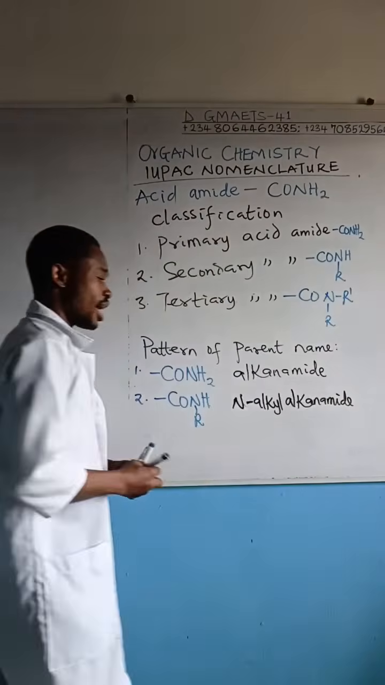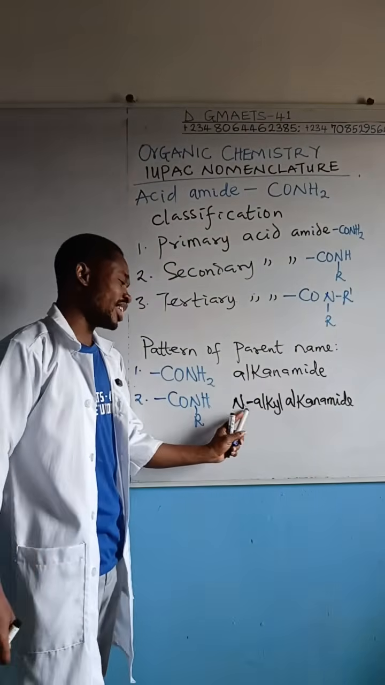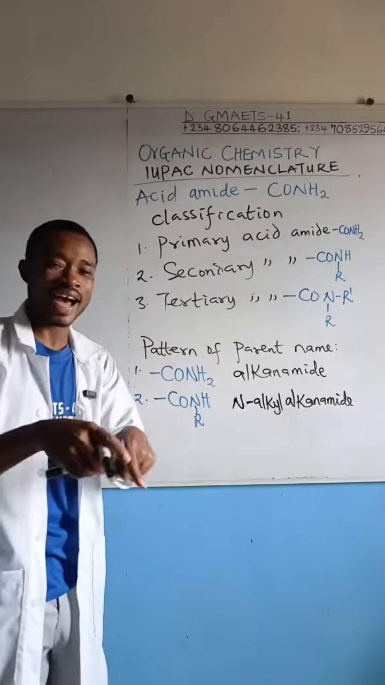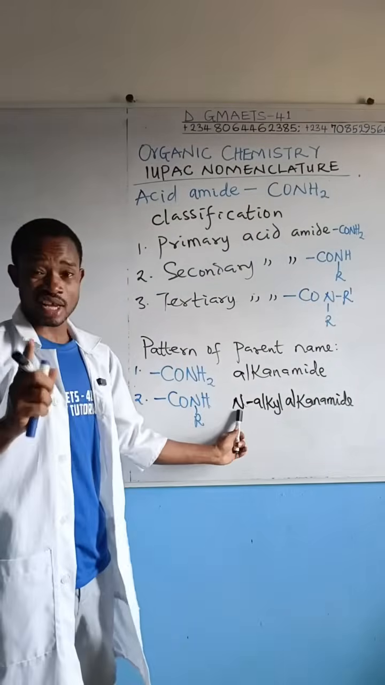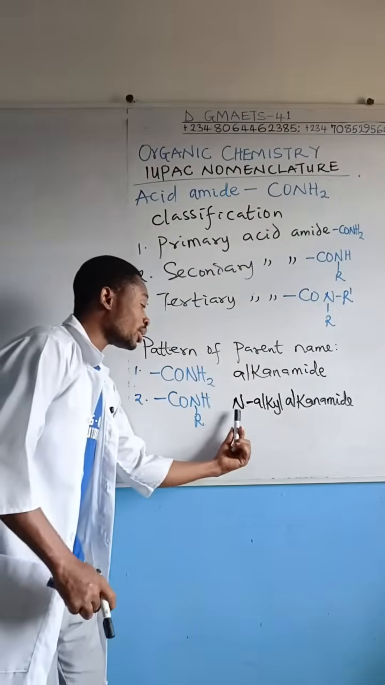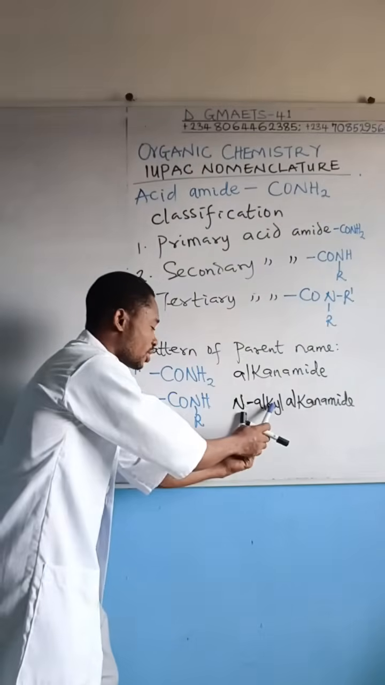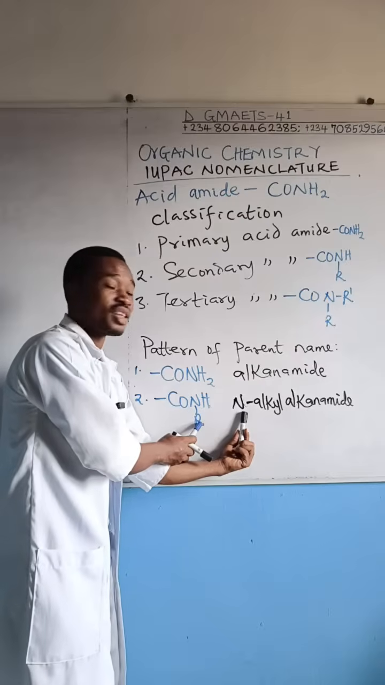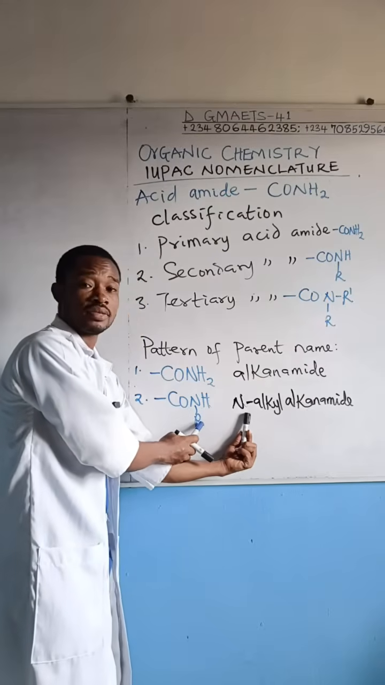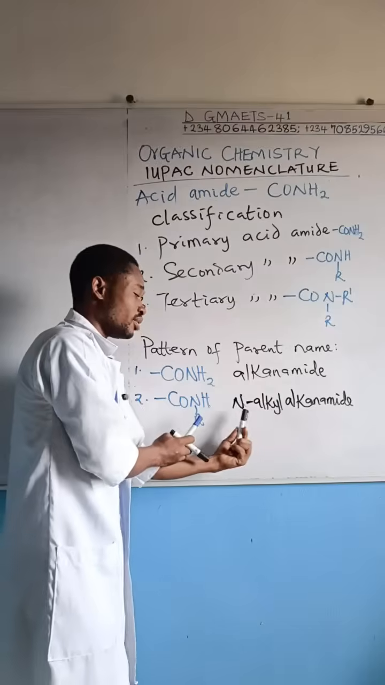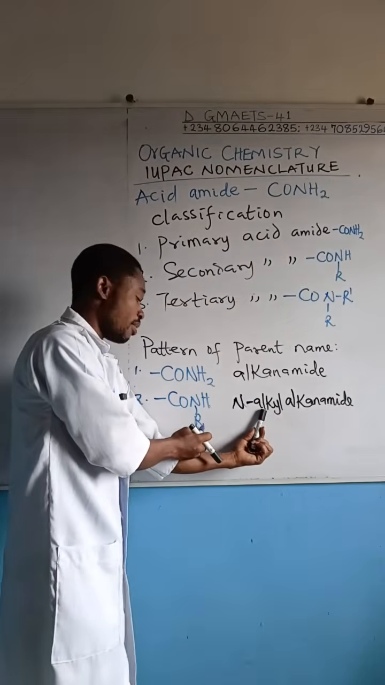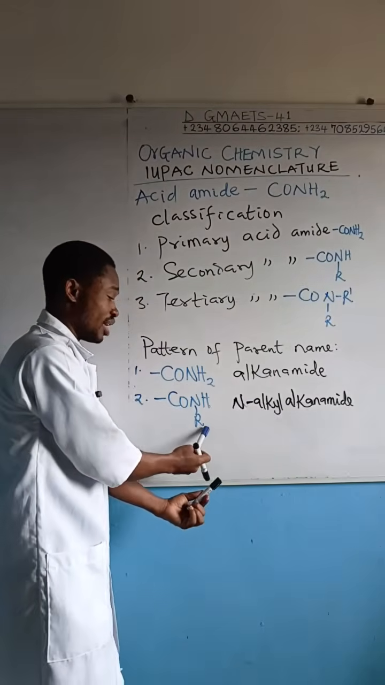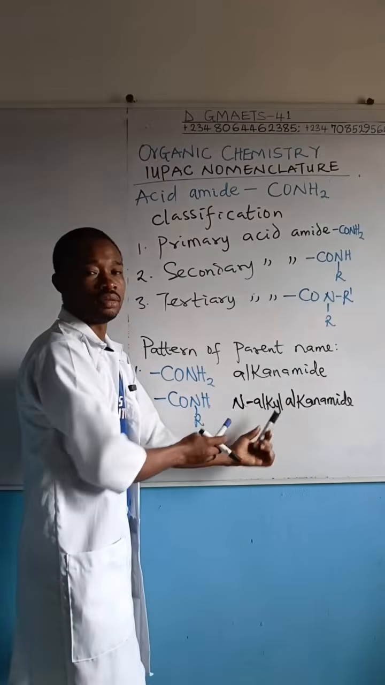What is the meaning of this N-alkyl? You are telling us that on the nitrogen, N meaning nitrogen, you have an alkyl attachment, an alkyl substituent that has replaced hydrogen. You can see that. N-alkyl, nitrogen alkyl. So you have to mention the name of the alkyl. If it is CH3, it's going to be N-methyl.